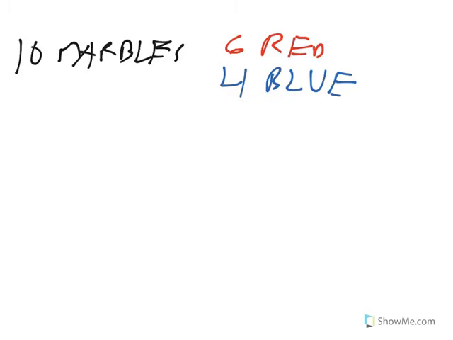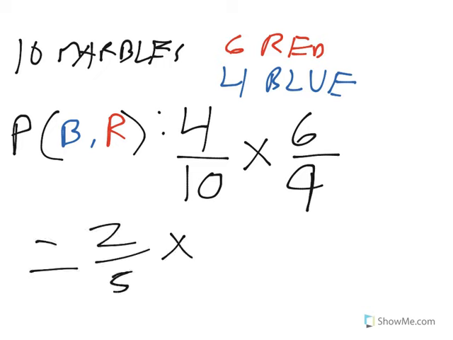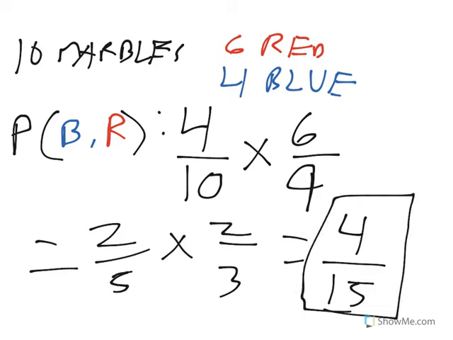Alright, for this example, let's say we have 10 marbles, 6 of them are red, and 4 of them are blue. Let's discuss a dependent event first. So, what is the probability of me pulling a blue marble, keeping it, and then pulling a red marble? The probability of me pulling a blue marble first is 4 out of 10, times the red, which is 6 over 9, because I kept the blue marble, which changed the number of marbles in the hat. If we simplify these, 2/5 times 2/3 equals 4/15. That is the probability of pulling a blue marble, keeping it, and then pulling a red marble, which is a dependent event.